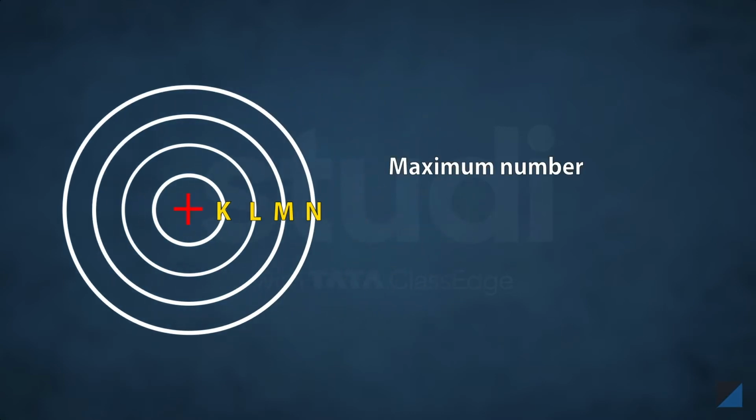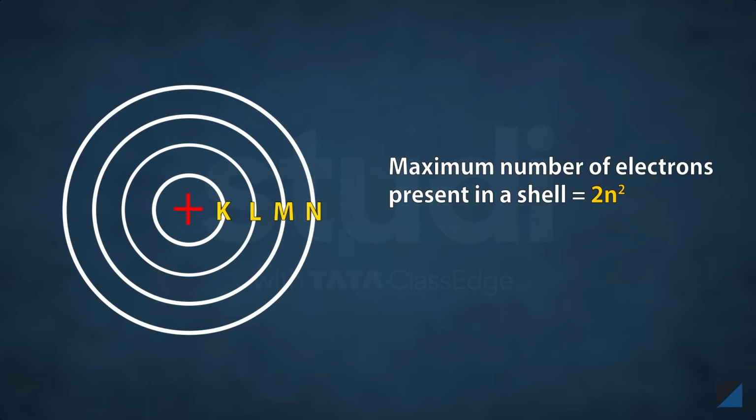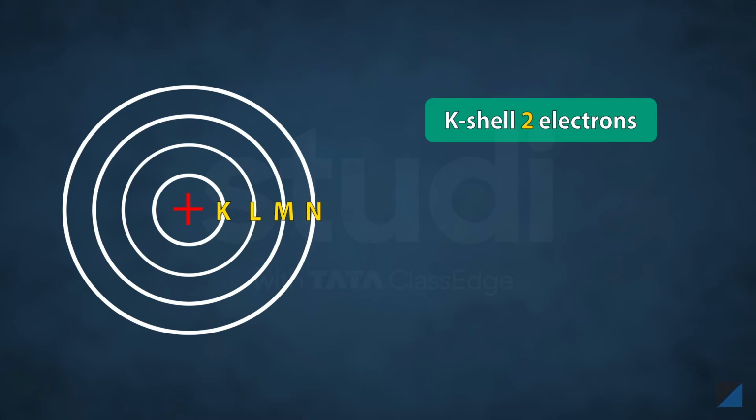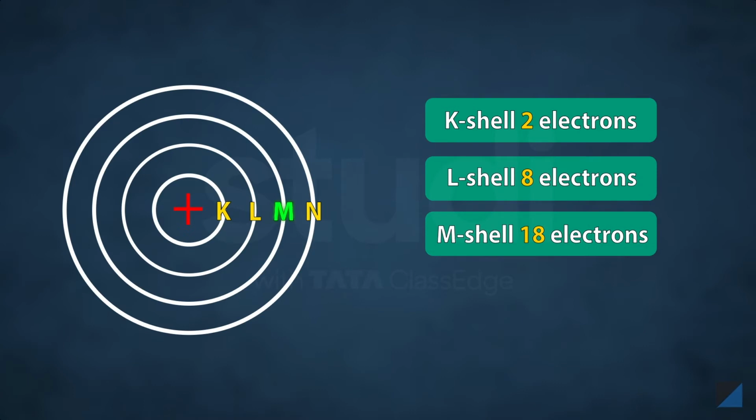The maximum number of electrons that a shell can contain is given by the formula 2n squared, where n is the orbit number of the energy level. The first orbit or the K shell has 2 electrons, the second orbit or the L shell can have at most 8 electrons and the M shell can have at most 18 electrons. And the N shell has 32 electrons.